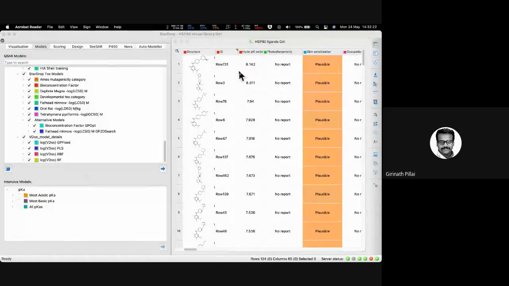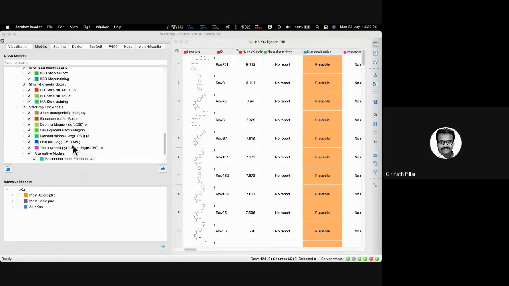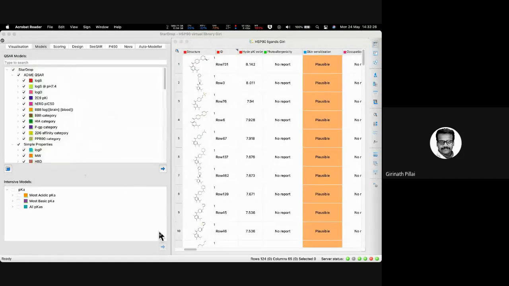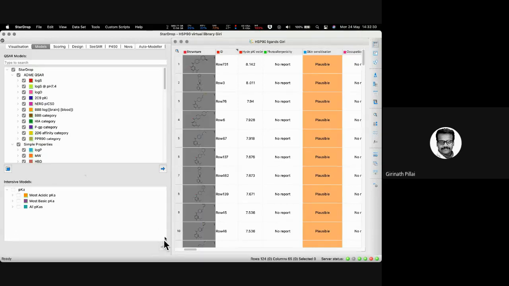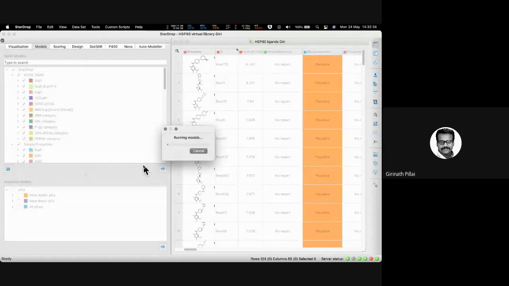Now we will come to that much more closely. So I have selected all these models. I click the blue button here, so that it will calculate all the models using structure activity relationship.